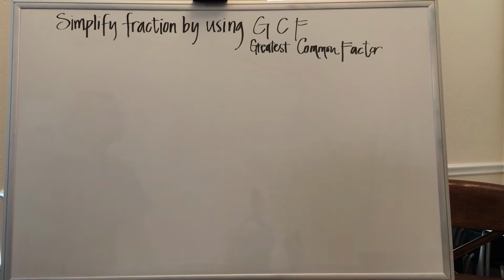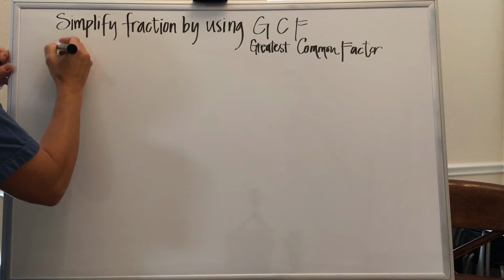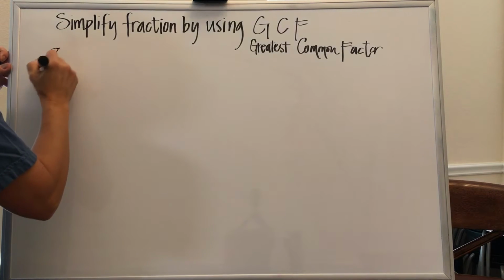Today's lesson is on simplifying fractions by using GCF. So this is going to be the first part of the two. We're going to use greatest common factor in order to simplify fractions. Part two is going to be prime factorization, where we use a prime number to simplify fractions. So I am going to use this equation, 8 over 28.